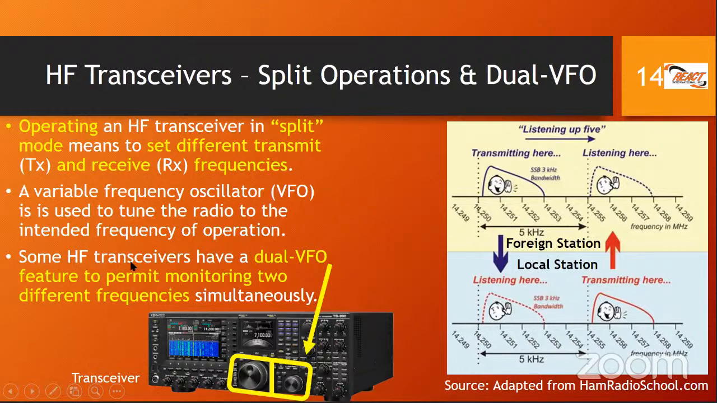Some ham transceivers, very expensive ones tend to be, may have a dual VFO, or two VFOs. And that feature is to permit monitoring two different frequencies simultaneously. If we look at our rig here, we'll notice one dial here and another dial here. Those are two VFOs. So you can tune to one frequency and tune to the other simultaneously and listen to both of them. You need to know this for the exam. Some HF transceivers do have dual VFOs. The vast majority of them probably have only one, so you could only have one frequency programmed and listen to at a time. With dual VFO, however, you can listen to two frequencies simultaneously.